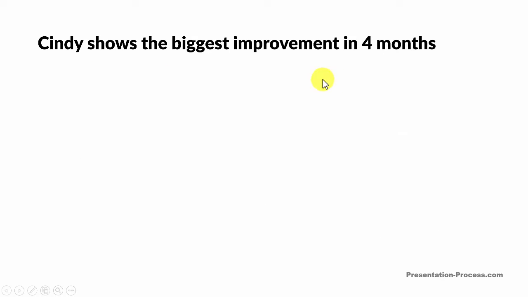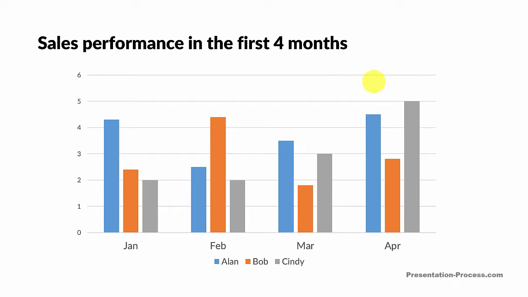First, I show just the slide title. Take a look at the title here. It says, Cindy shows the biggest improvement in 4 months. With just the title, the audience gets a clear idea about what the chart is going to be about. Now, compare this with the previous title which says sales performance in the first 4 months. It doesn't give any idea about what is the takeaway from this chart.